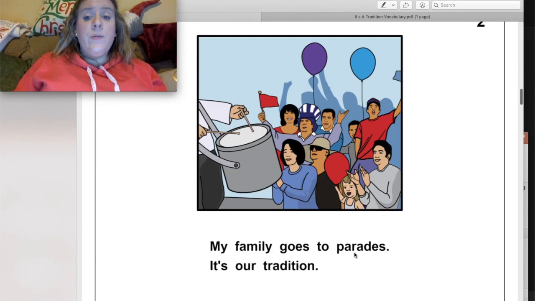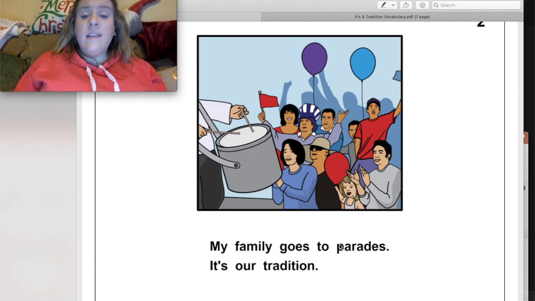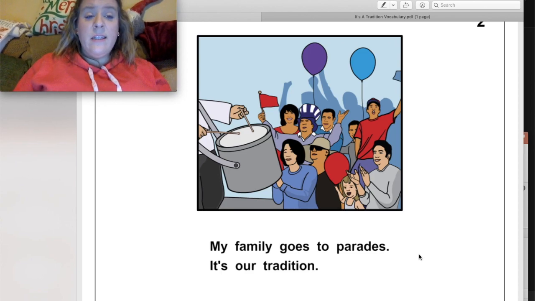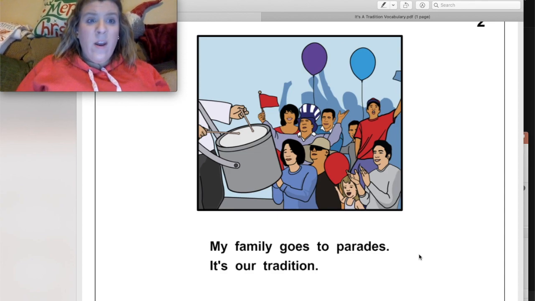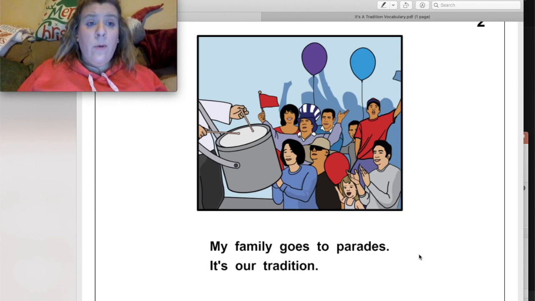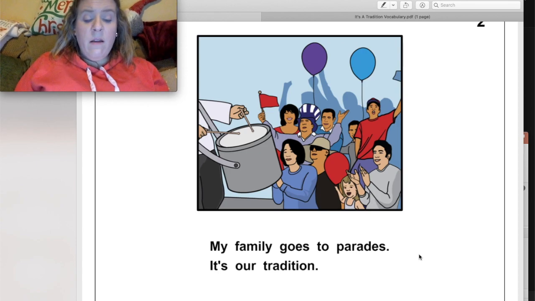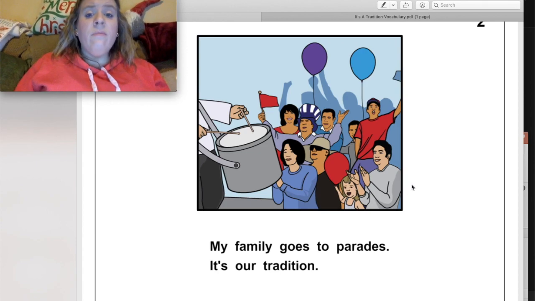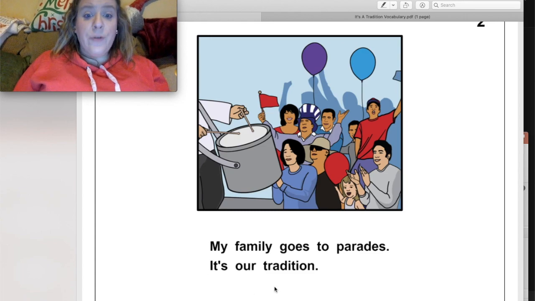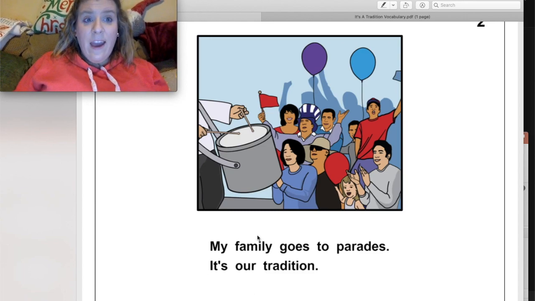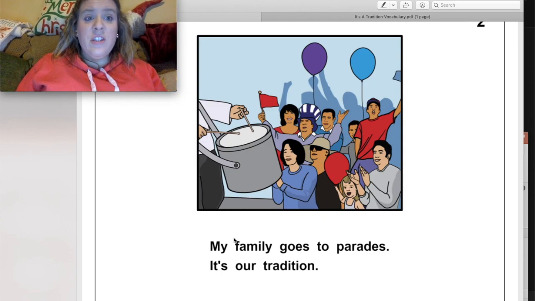My family goes to parades. It's our tradition. So some people during the holiday season might go to a winter parade or whatever holiday they celebrate, a parade, whether it's a Christmas parade, maybe a Hanukkah parade, Kwanzaa type of parade, a Las Posadas parade. But that is, for some people, their tradition. And it's, again, okay if you don't go to parades for holidays. Traditions are different for different families.